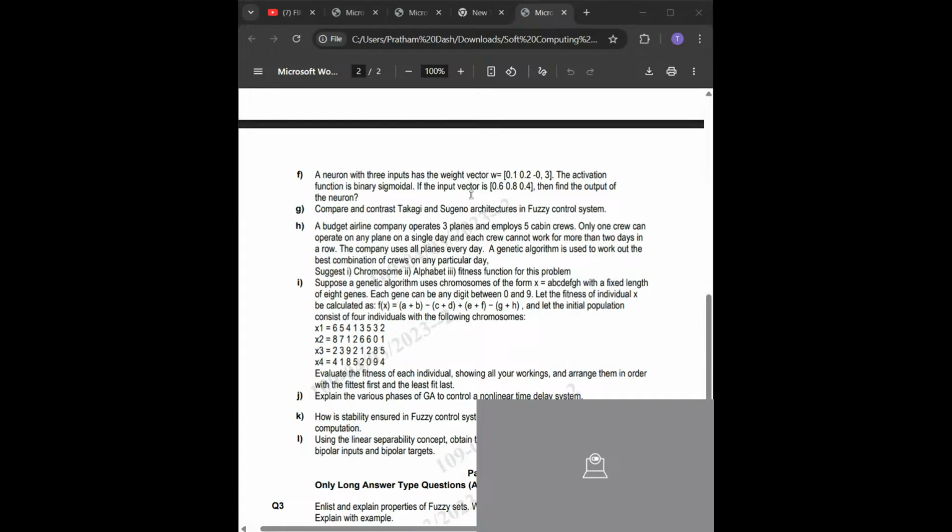A neuron with three inputs has the weight vector W equals 0. Find its binary sigmoid model and the output of the neuron. We're not doing numericals for now.